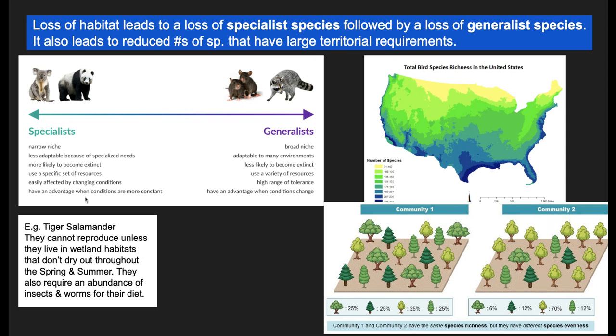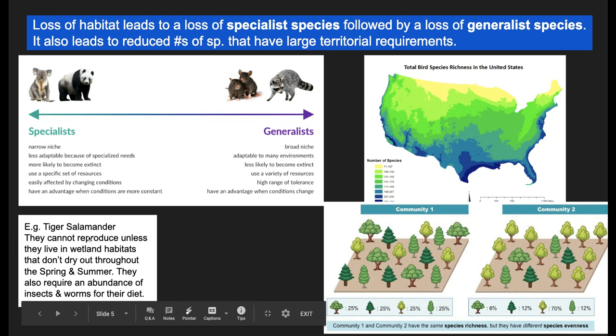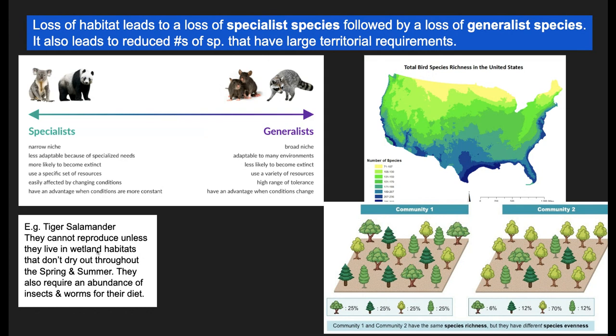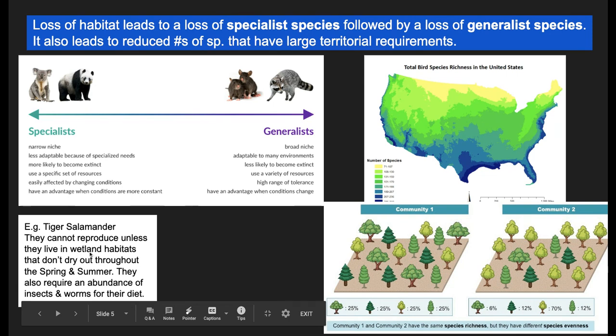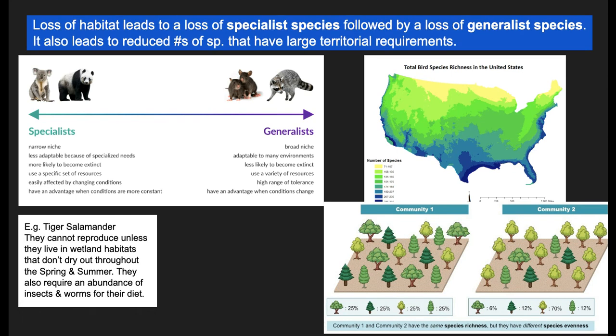For example, another specialist species is the tiger salamander. I don't have a picture, but the tiger salamander cannot reproduce unless it lives in wetlands. And we've talked about wetlands and the problems that we have with wetlands. Not all wetlands are wet year-round, so they need to be in wetlands that don't dry out throughout the spring or the summer. They need to have a lot of insects around and worms for their diet. So if that changes, that will affect the population of tiger salamanders, for example.